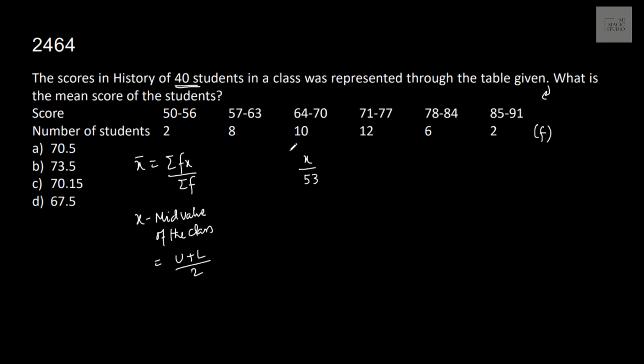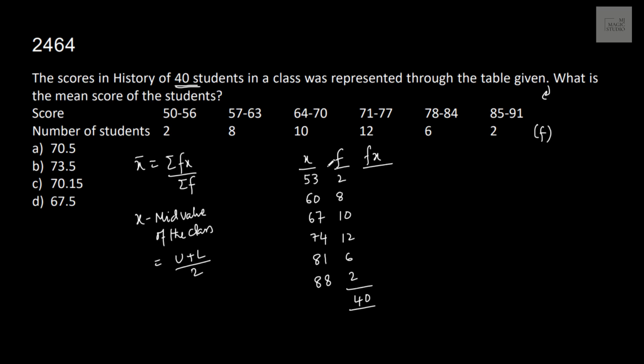57 and 63 will give 60. Then 67, 74, 81, and 85 and 91 will give 88. And we have these frequencies: 2, 8, 10, 12, 6, 2. We just need the total of f, that is 40 given, and it is 40.